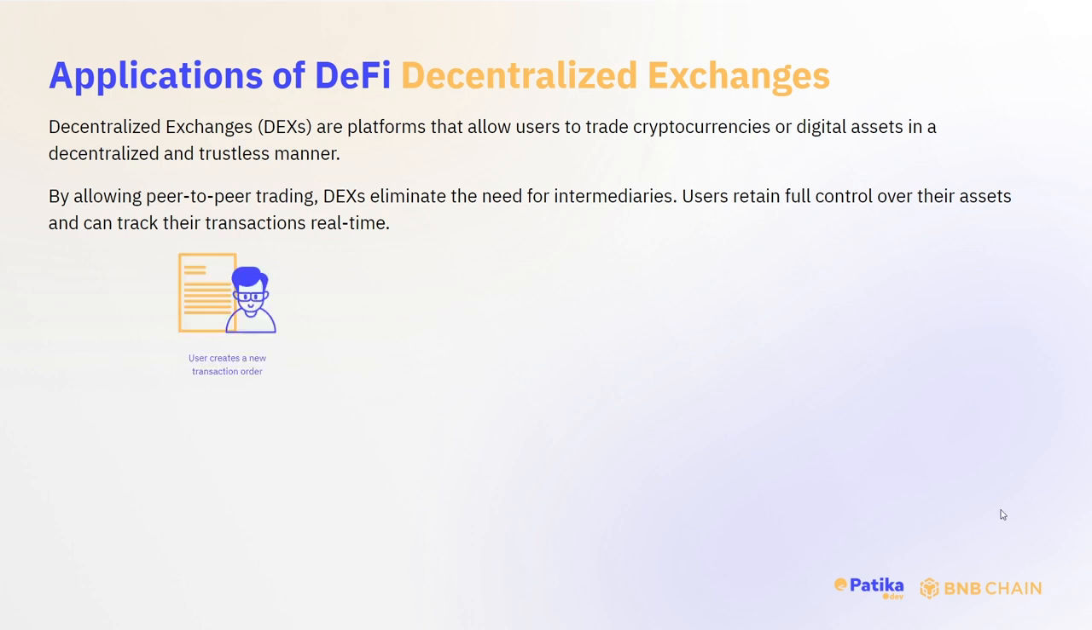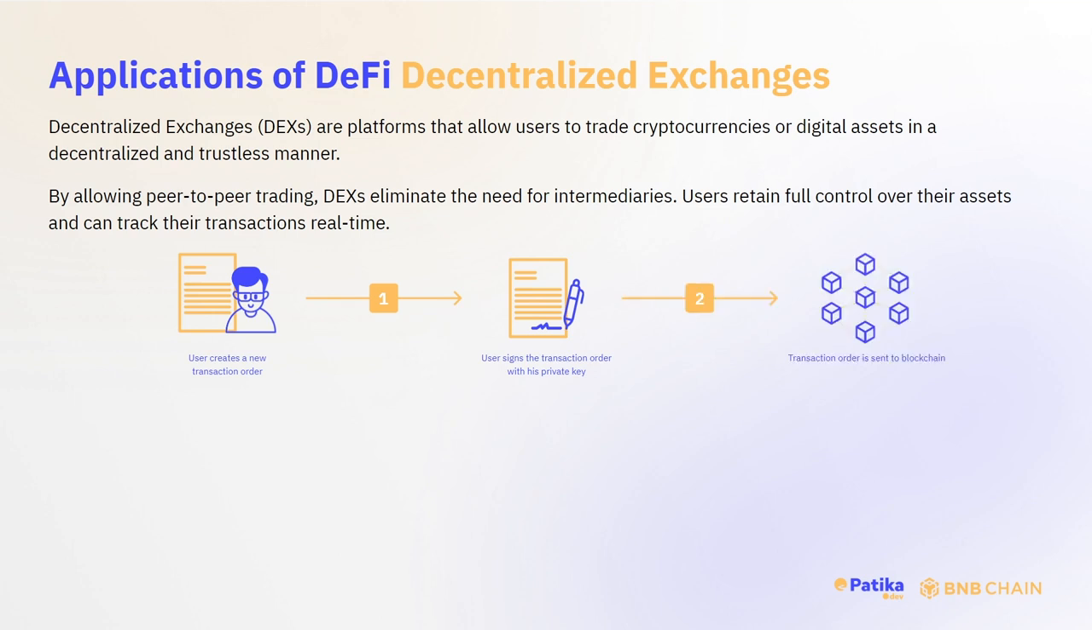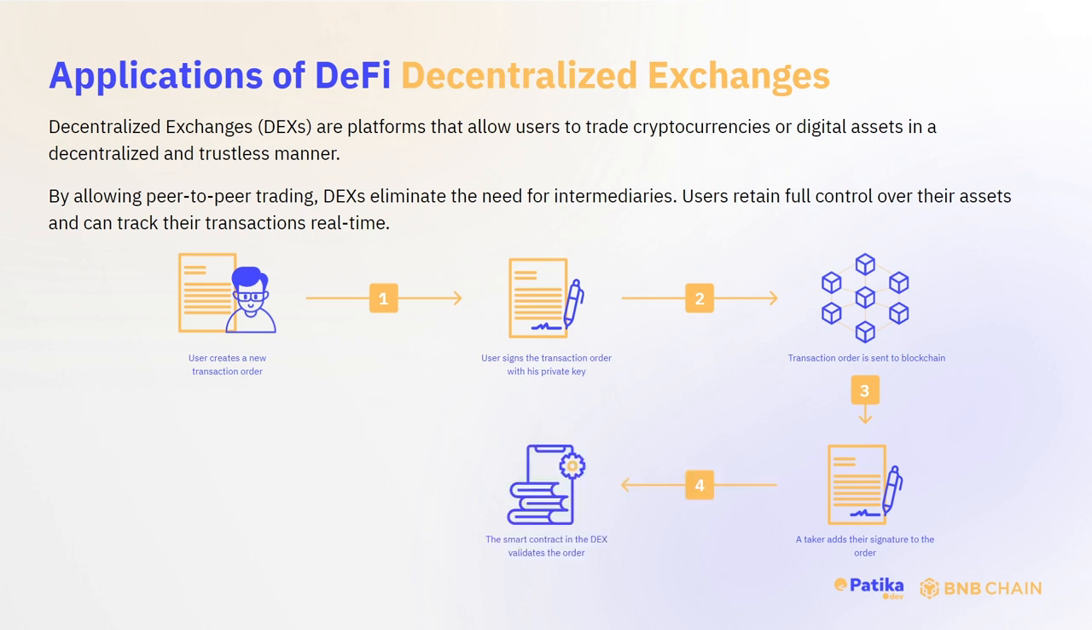A person creates a new transaction order, and this transaction order is signed by their private key. Then this transaction order is sent to the blockchain. Then the taker adds their signature to the order, and the smart contract in the decentralized exchange validates the order. And we can now say that, okay, the fund is transferred.